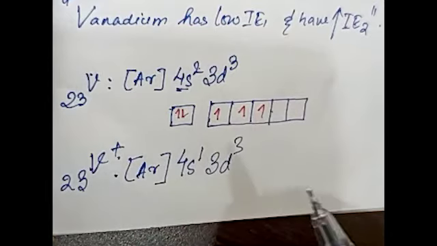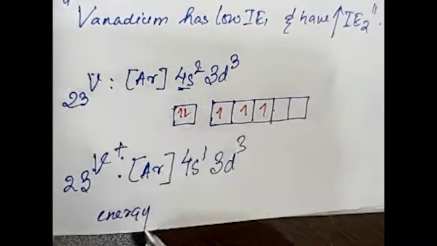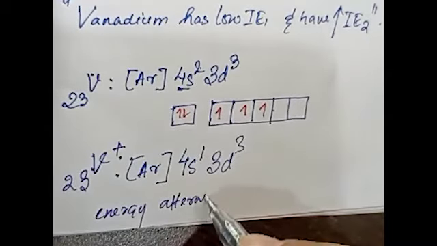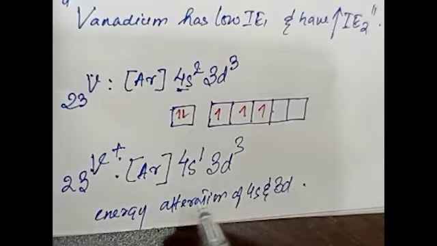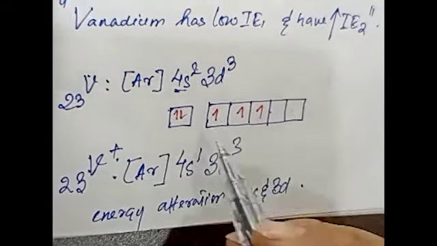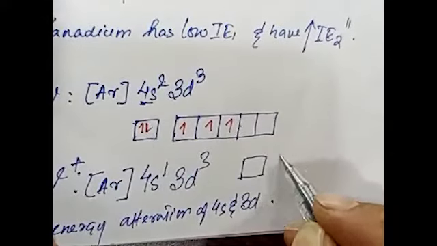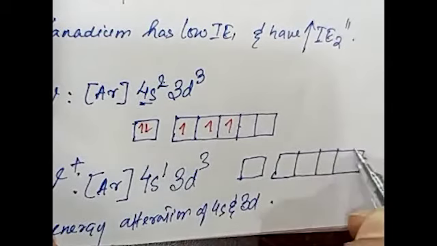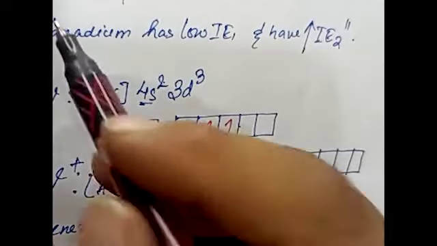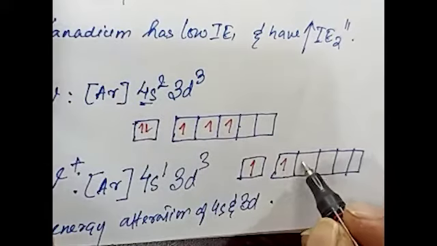But one more interesting thing will take place, that is energy alteration of 4s and 3d. So this never happened before. Till now you have never got this thing. You are getting it for the first time. So what happens, see, 4s1 and 3d. Initially the 4s electrons were 2, now it has become 1, and the remaining three are in 3d.